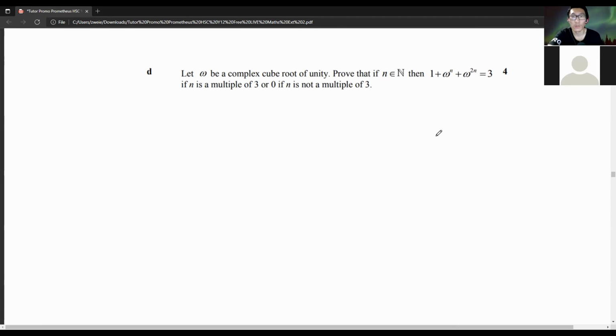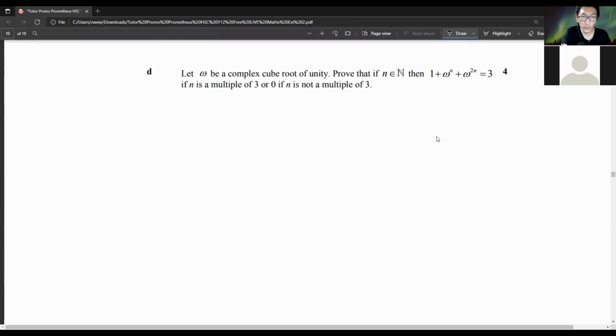Of unity, prove that n exists as a natural number, then 1 plus omega^n plus omega^(2n) is equal to 3 if n is a multiple of 3, or 0 if n is not a multiple of 3. My English is very broken here. All right, so 1 plus omega to the power of n plus omega to the power of 2n is equal to 3 if n is a multiple of 3, okay? Or it's going to equal 0 if n is not a multiple of 3, okay?